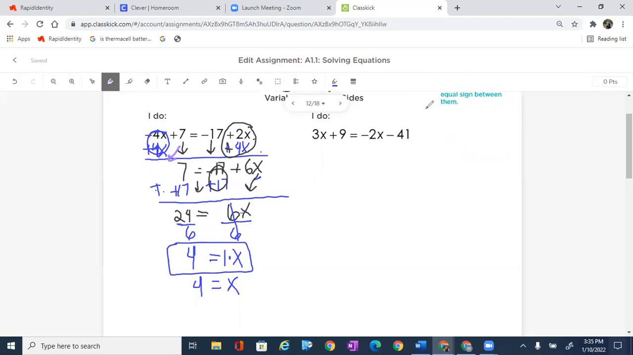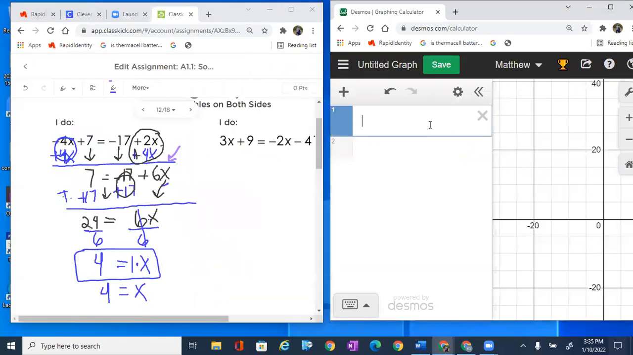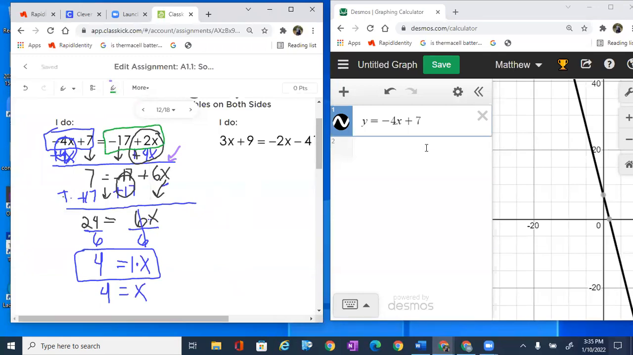And then what I do is I always go and check my work graphically, and you will have that required in your assignment. So I go in here, I say, okay, let's take the first piece over here, negative 4x plus 7, and type it into cell number 1. So I'm going to write y equals negative 4x plus 7. And then I'm going to type in the second piece, which is negative 17 and 2x. I'm going to put another y equals negative 17 plus 2x.